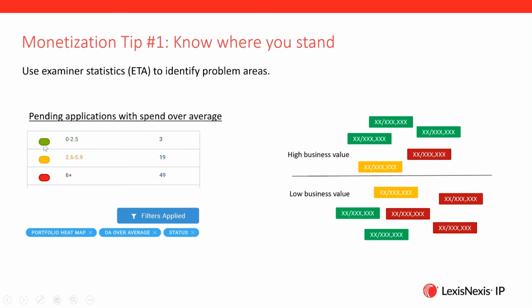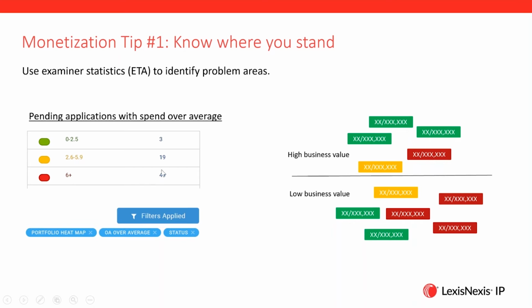right? And what I've done is divide up those pending applications with spend over average into buckets depending on the examiner's ETA, right? So there are 3 pending applications that have spend over average with a green examiner and 49 that have spend over average with a red examiner. Not surprising, right? Green examiners tend to allow cases quickly. Red tends to take a bunch of extra time. So it's not surprising that there are more applications with red examiners than green.